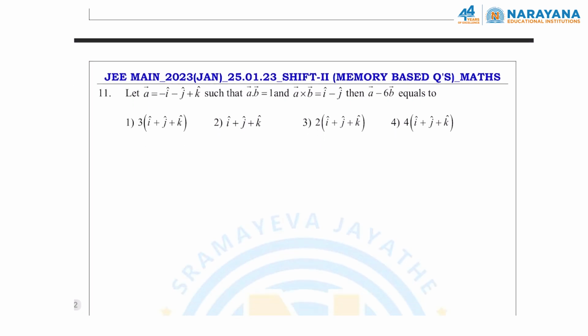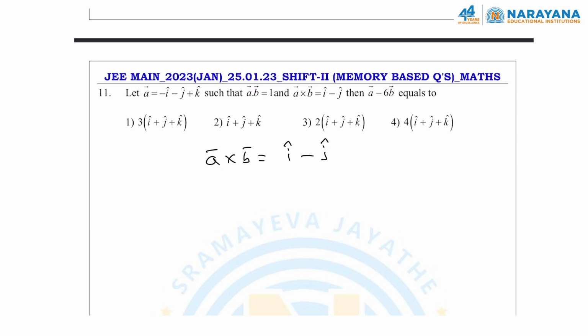Then moving to the next question, 11th one. Let a bar be equal to minus i bar minus j bar plus k bar, such that a bar dot b bar is equal to 1 and a bar cross b bar equal to i bar minus j bar. Then a bar minus 6b bar equals to? So he has given a bar cross b bar equal to i cap minus j cap. He is asking a bar minus 6b bar.